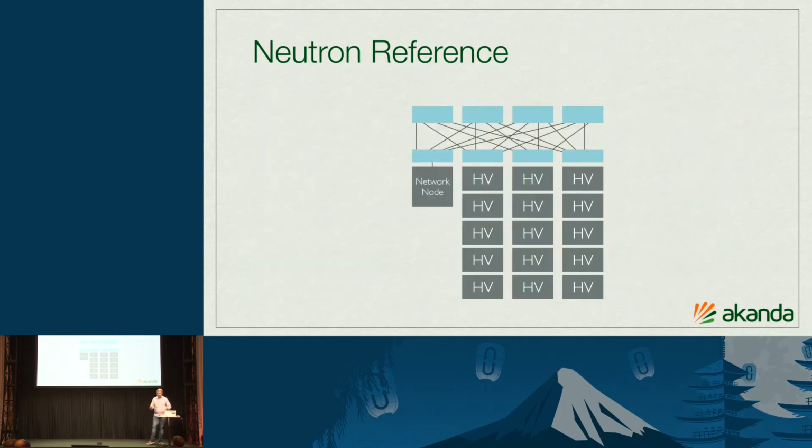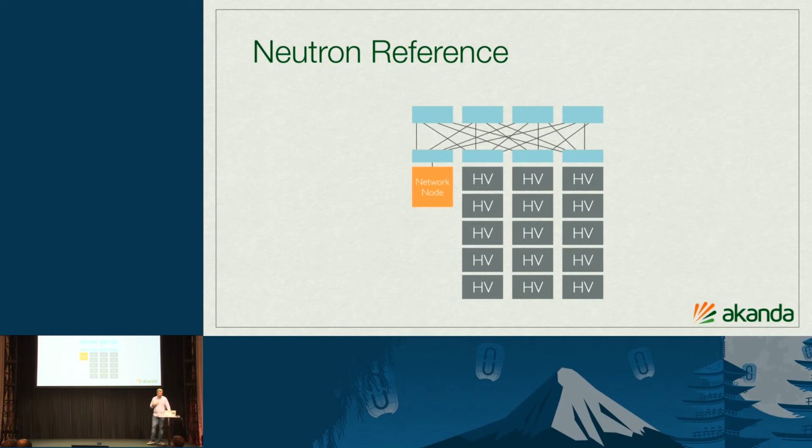Taking a look at the Neutron reference from a data path perspective, typically you're running a network node. You may have one of these, you may have 10 of these. But one of the challenges is that those nodes become single points of failure and points of congestion.